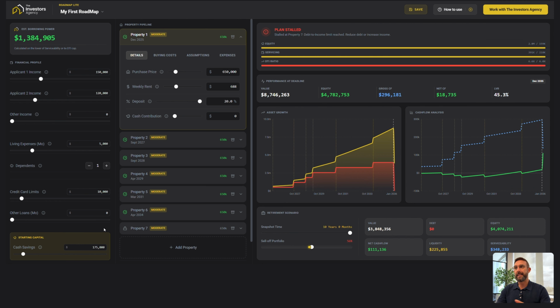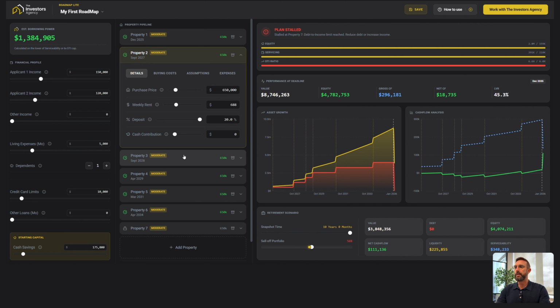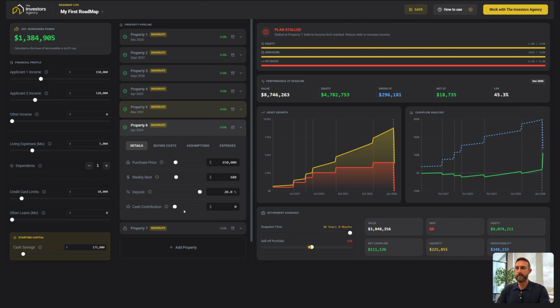Now, as you can see, instantly the roadmap gets built out. This roadmap is set to default at $650,000 as a purchase price with a 5.5% yield, generating $688 a week in rent. This is built out for every single property in the roadmap at these default values.